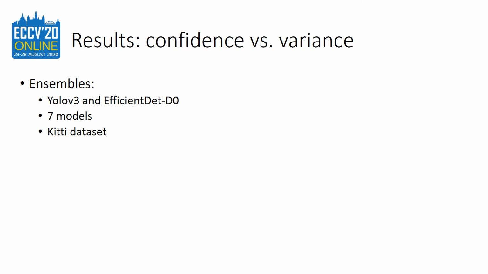Now, with the results. The experiments were made with YOLO and efficient DAT, consisting in 7 models for each ensemble. The models were trained in the KITTI dataset without any specific tuning in the hyperparameters, since the goal is to compare the different methods and not improve the state-of-the-art performance.